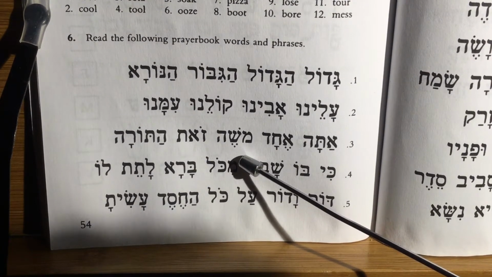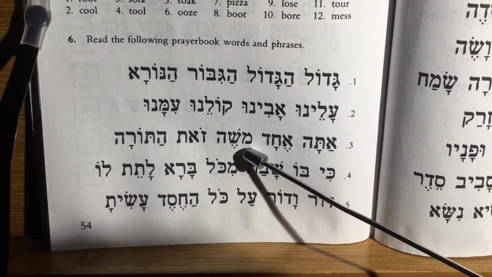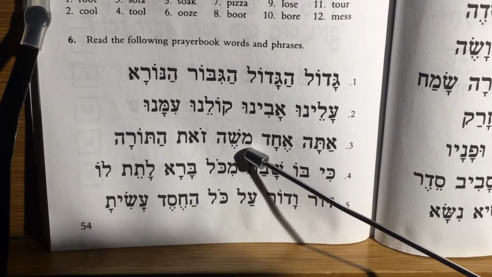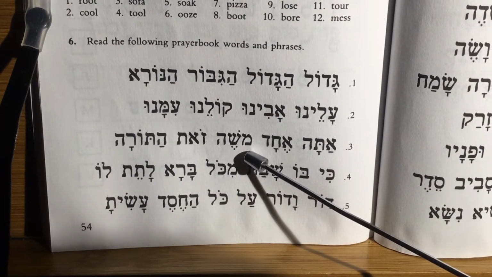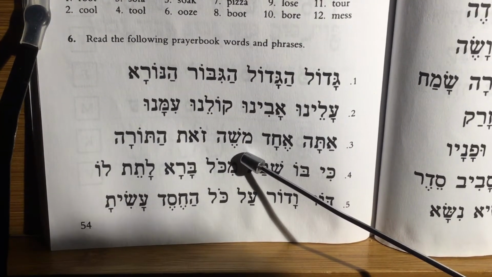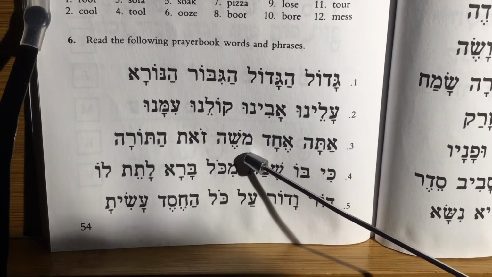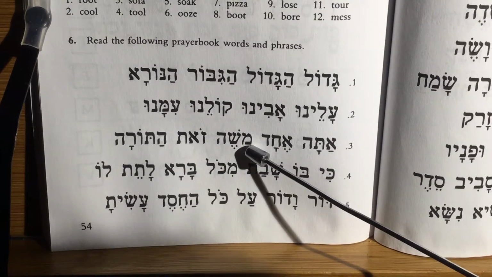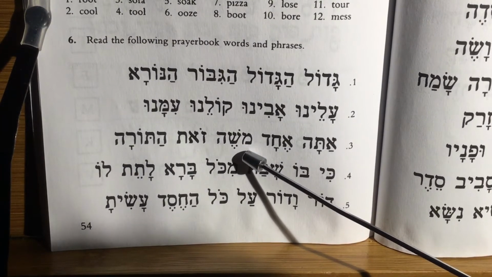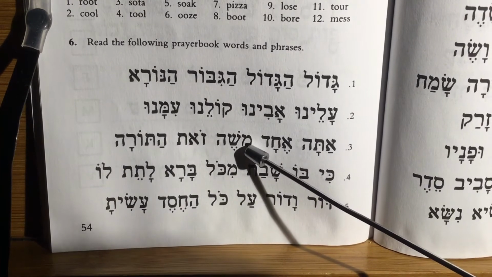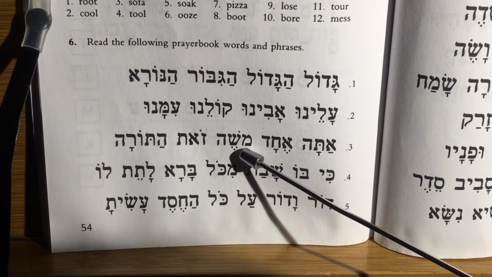And then here you have, now this right here, I'm not sure because the vowel is missing on here. I'm not sure about this one. It could very well be Moshe. This is mem.